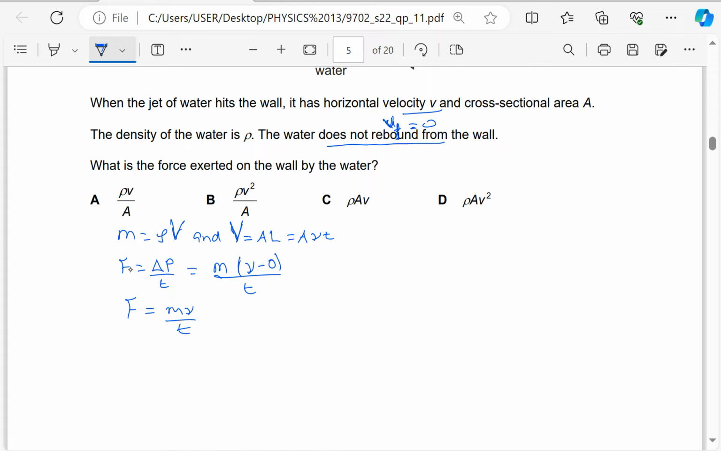So I'll just substitute for this. This is going to be density times the volume, then times small v, then I divide this by t. Where there is capital V, I'm going to put AvT. So this is density times A v t times v, divided by t. So t cancels. This becomes density times A times v squared. So the answer is going to be automatically D.